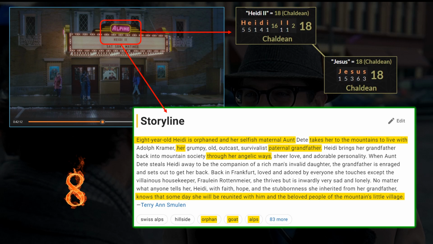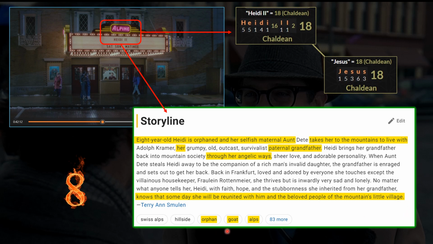So we're getting this female goddess and male god reference here within the description of the movie. Heidi brings her grandfather back into mountain society through her angelic ways. So again, we get another angel reference going on, and she knows that someday she'll be reunited with him and the beloved people of the mountain little village. The impression I get is that the mountain is the symbol for heaven, being on top of the mountain. That she's fallen and she wants to climb back up into heaven here.